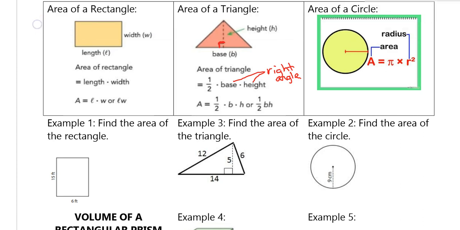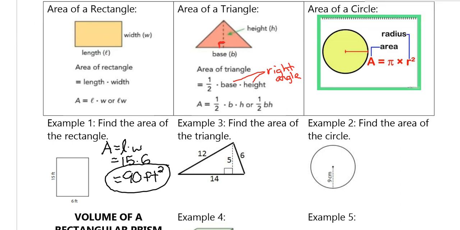Again, area of a rectangle, area equals length times width. Right, so I'm just multiplying those two sides. 15 times 6, which is 90 feet. And since I used two things, it's 90 feet squared. It's two-dimensional. Okay, so squared.